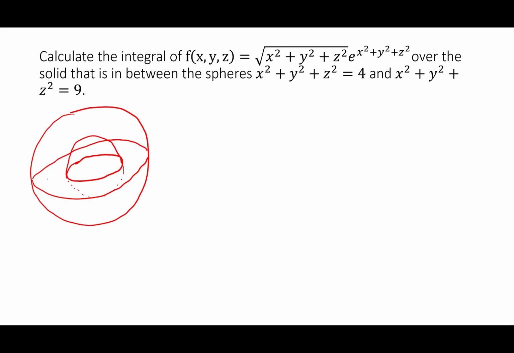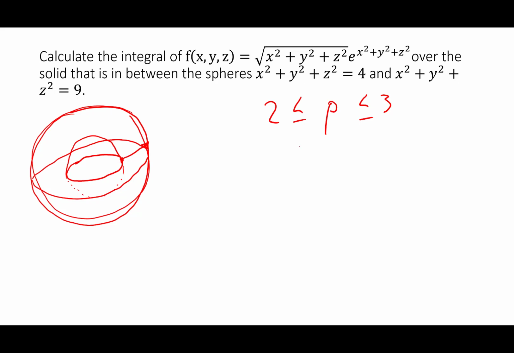Okay, so let's go ahead and convert this straight into spherical. So what would rho be going from? Remember, rho is the radius of the sphere. So if we take a slice this way, rho is going from the outer sphere, which is radius 3, to the inner sphere, which is radius 2. So rho would be going from 2 to 3 in this case.